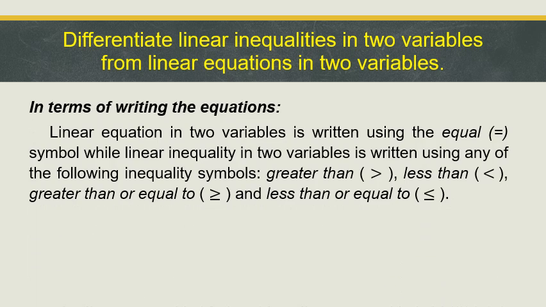In terms of writing the equations, a linear equation in two variables is written using the equal symbol, while a linear inequality in two variables is written using any of the following inequality symbols: greater than, less than, greater than or equal to, and less than or equal to.